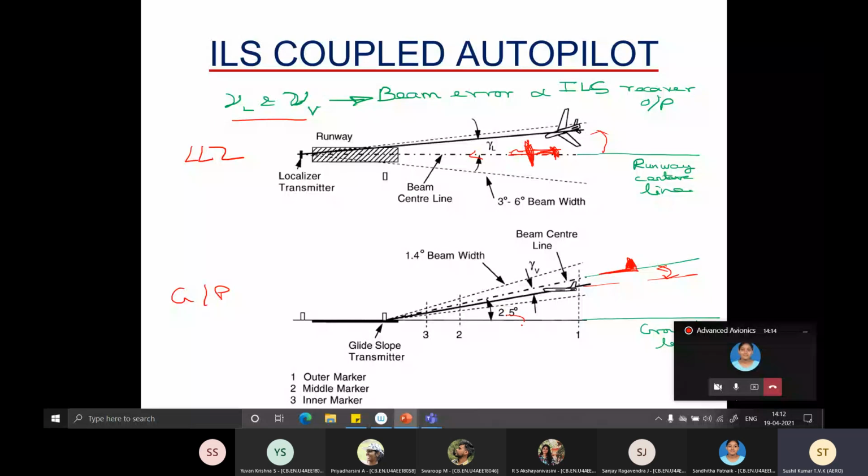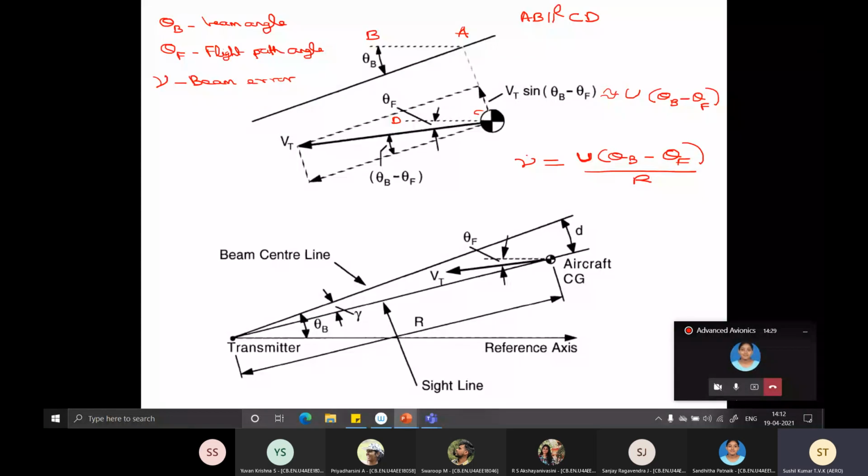This, I think they have mentioned it as theta B. Okay. This is the beam angle, what they call, and it is 0 for localizer. This you'll have to follow carefully. Okay. This is a generalized case, both for localizer and glide path. Then you'll have to apply a few conditions to get the results for the localizer and glide path.